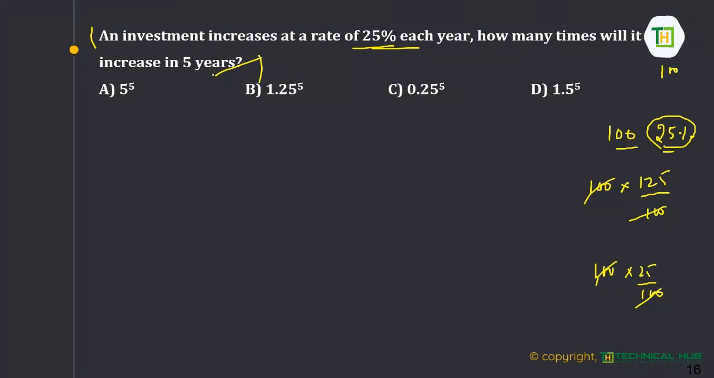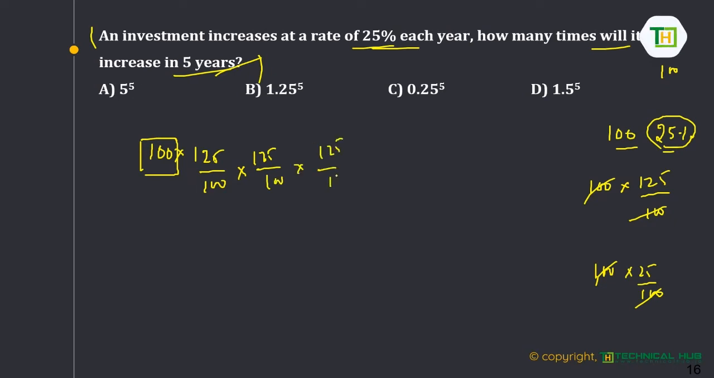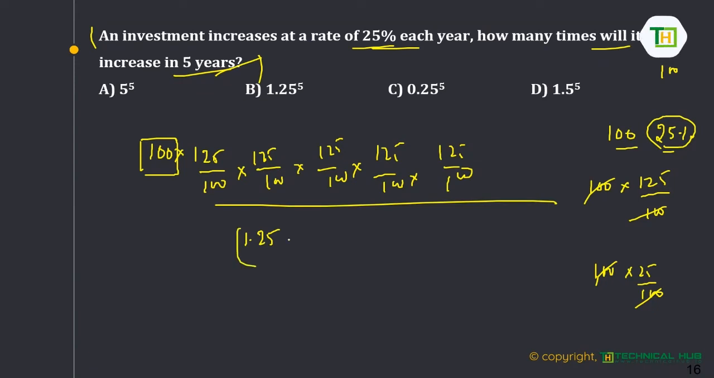Similarly here, what value are they asking after 5 years? Very simple. I'm taking the initial value as 100. After 1 year, what happened? 125 by 100. They're not asking for the final amount, they're asking how many times it will increase in 5 years. So every year it increases by 125 by 100, like that for 5 years. So 125 by 100, 125 by 100, and so on. 125 by 100 is nothing but 1.25. How many times is there? 5 times is there.